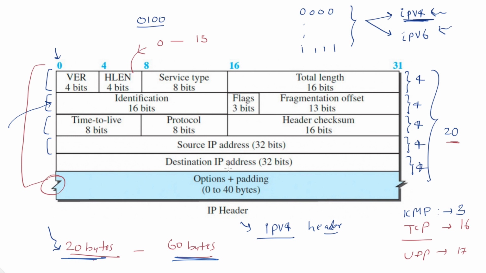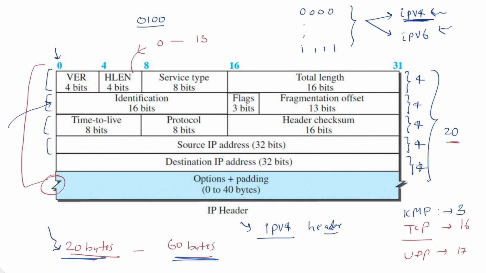Because if the source IP or destination IP gets corrupted, then the whole communication will be misled, or any other field. When we study fragmentation, you will get to know that if those fields get corrupted, there is also a major problem. So the header contains very important information, and that's why IP provides the header checksum.